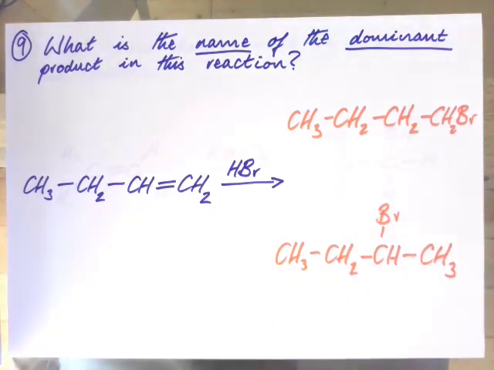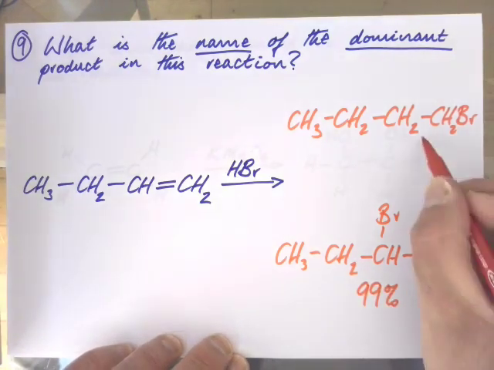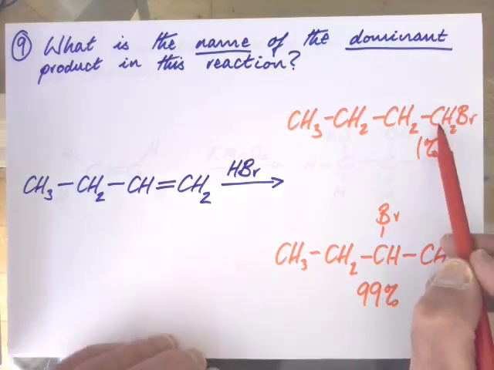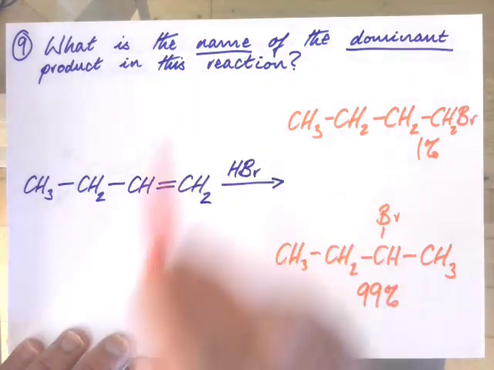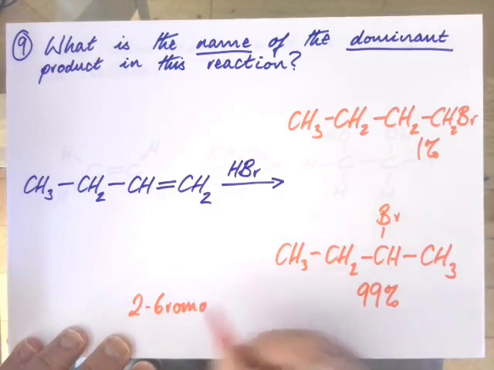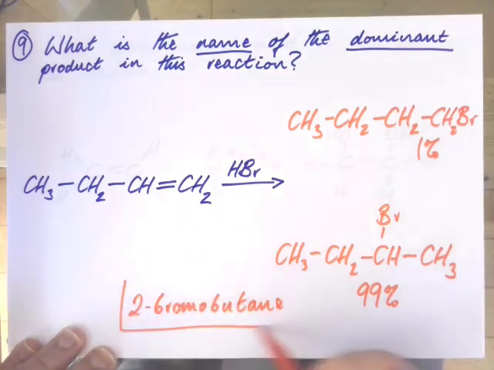Okay, so which of those is the dominant product? Did we get it right? 99% of this one, and about 1% of this one. So the dominant product is the one that results from the secondary carbocation. This would have had the secondary carbocation in the mechanism. This would have had the primary carbocation, not as stable. This is the one that's going to produce the most. What is it called? Could you name it? Well, it's clearly 2-bromobutane. That was the answer to question number 9.